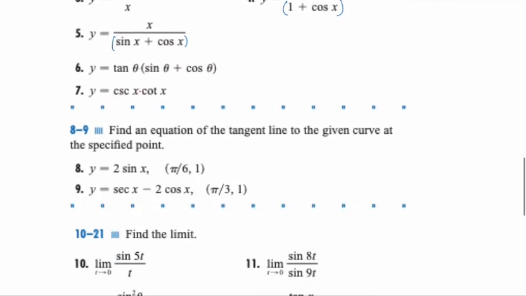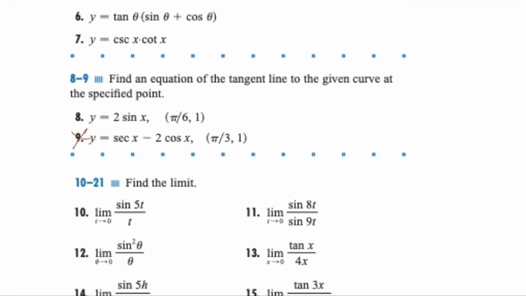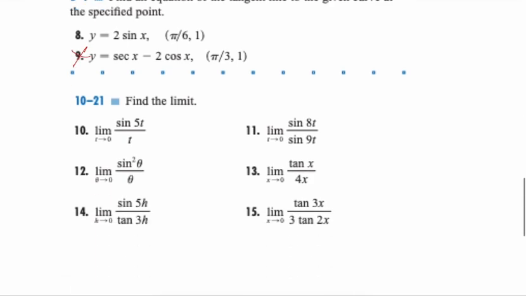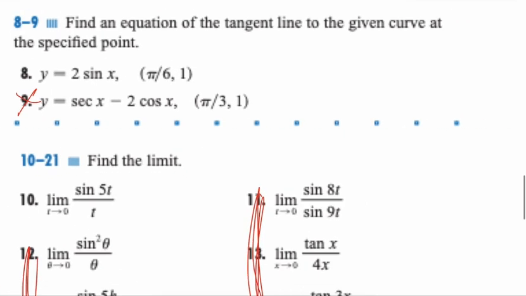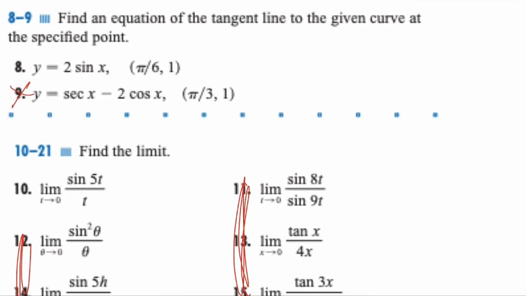Now, what I would like to do is number 8. Go ahead and skip number 9. And actually, we'll do 10 together, but you can skip the rest of those, okay? So let's talk about number 8 for just a moment. It says, find an equation of the tangent line to the curve at the specified point.